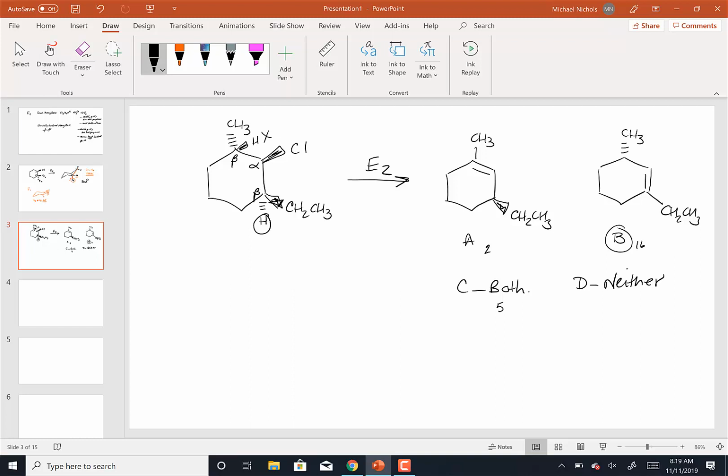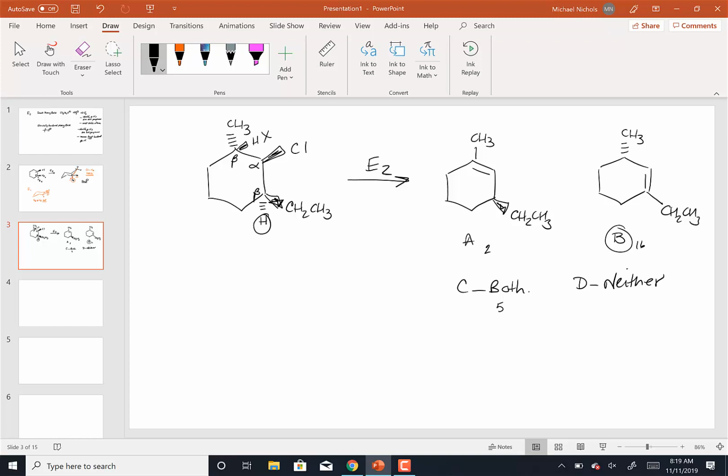And in this case, the major product would be B, regardless of whether I used NH2 minus or tertiary butoxide. The only possible product is B, and so there's no choice. I have no choice as to which one to choose.